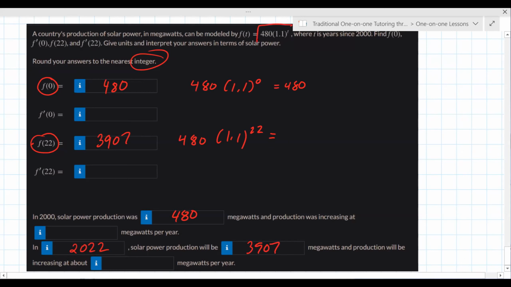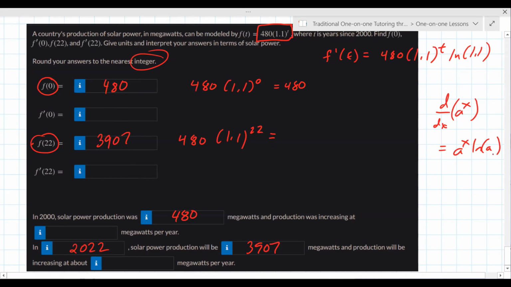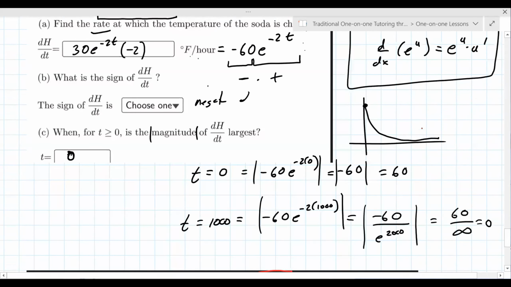So we're finding the derivative of this function right up here. The derivative, f prime of t, is 480 times 1.1 to the t. Now, because it's a base of 1.1, or a base of anything, you have to multiply by the natural log of the base. Does that make sense? This is the d dx of a to the x. It's always a to the x times natural log of a. It's that one right there.